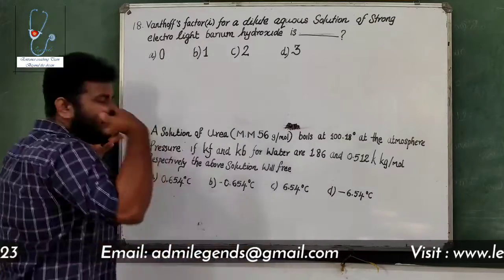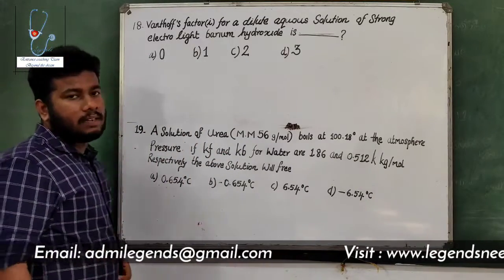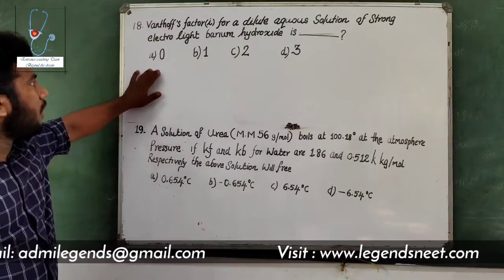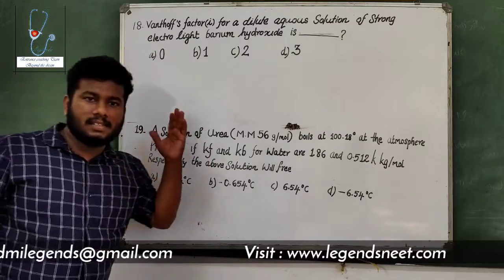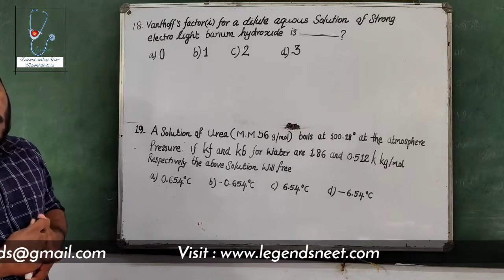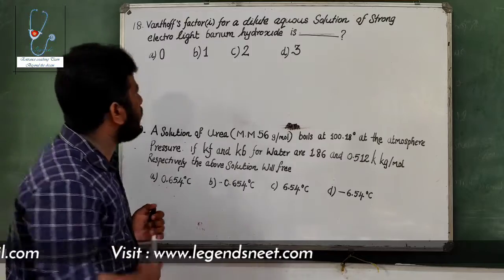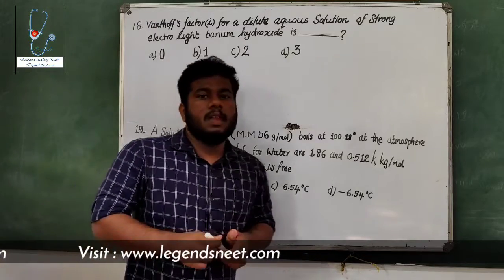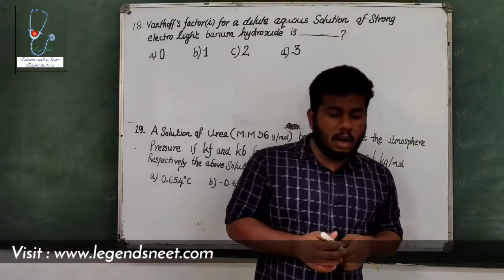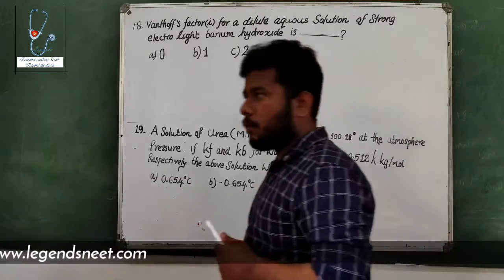Molecular mass may change. This difficulty can be reduced by using the Van't Hoff factor, introduced by the famous scientist Van't Hoff. The Van't Hoff factor i is equal to normal molecular mass divided by abnormal molecular mass, or observed colligative property divided by normal colligative property.